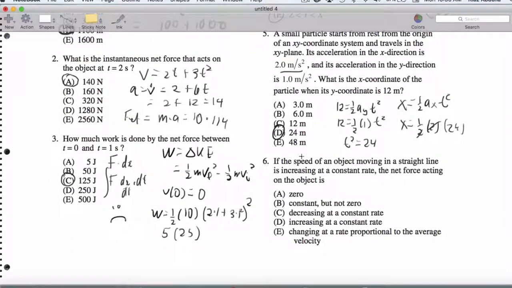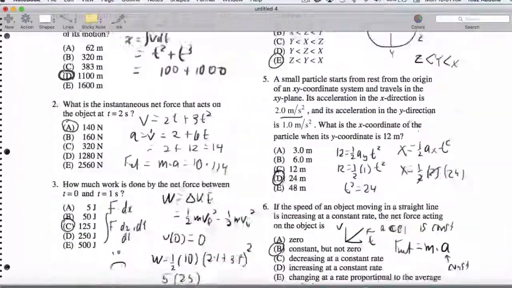If the speed of an object moving in a straight line, let me try this like for the 900th time. We got an object, it's going in a straight line, but its speed as a function of time is increasing at a constant rate. That indicates, by the way, that the acceleration is constant. We have a constant acceleration. And that means F net is m times a, where this is a constant. And so that means that we have a constant non-zero acceleration. So that is the first page of the multiple choice on your practice exam.